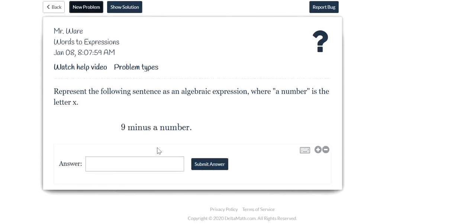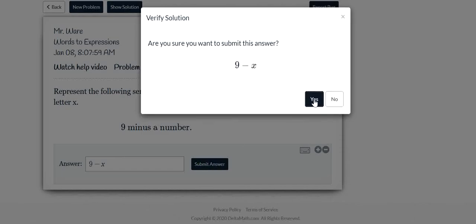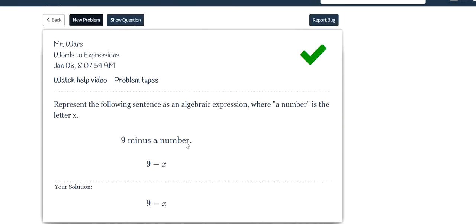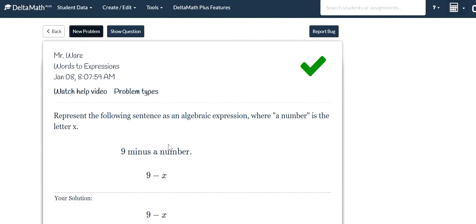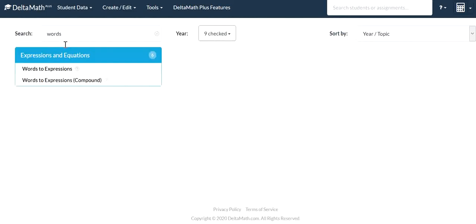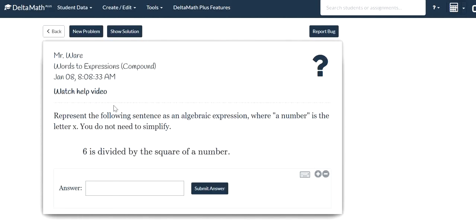Alright, here's another one. 9 minus a number. So we're going to take the 9 and subtract the variable. 9 minus a number. Okay? Alright, so there's a few of those. Now I'm going to go to these here, words to expressions compound. These are the ones we did on that last slide when you have multiple operations in the words. Okay? So let's take a look at a couple examples.